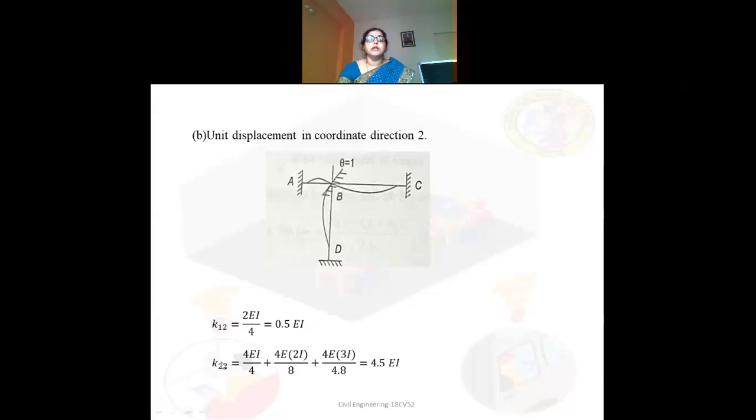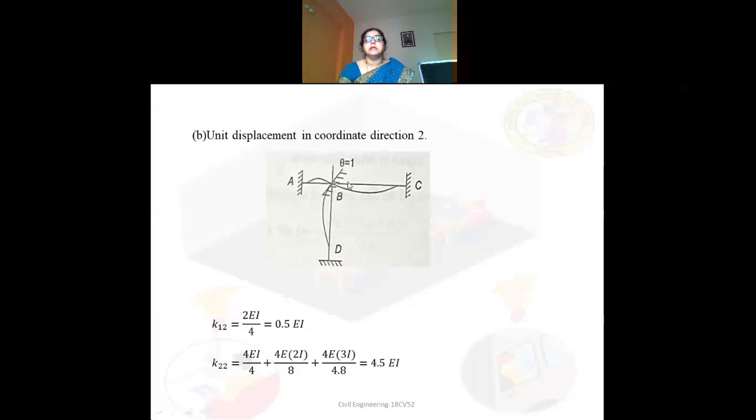Now what is the force developed at coordinate 2 due to displacement at coordinate 2? So what is the answer we are going to get? For BA, that is 2EI by L into 2 theta B plus theta A minus 3 delta by L. Theta A is also 0, delta is also 0. When you do that, you are going to get 4EI by 4.